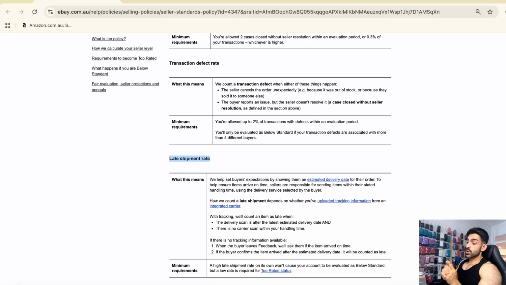I've seen it so many times: even the people that are very unhappy usually tend to skip item not as described. I'm not sure why. They just go straight to item not received, right? So that's the number one thing you're going to struggle with the most. So make sure that you track the item not received cases very carefully.